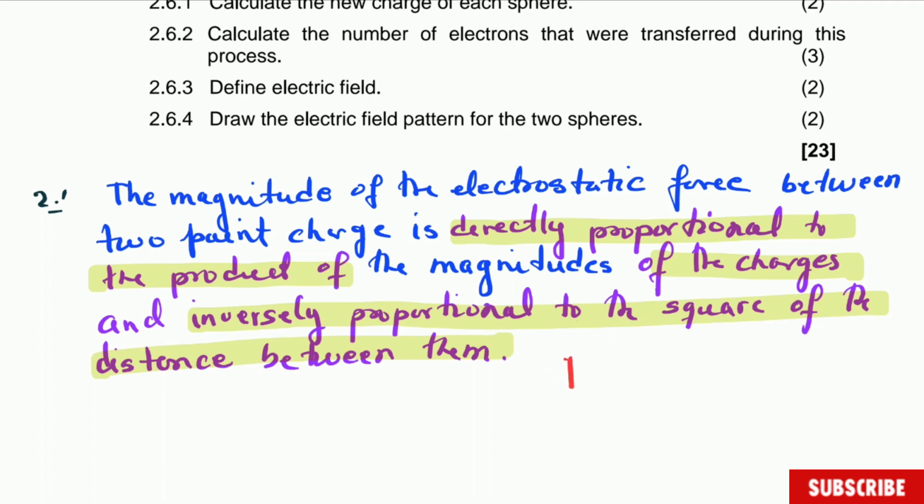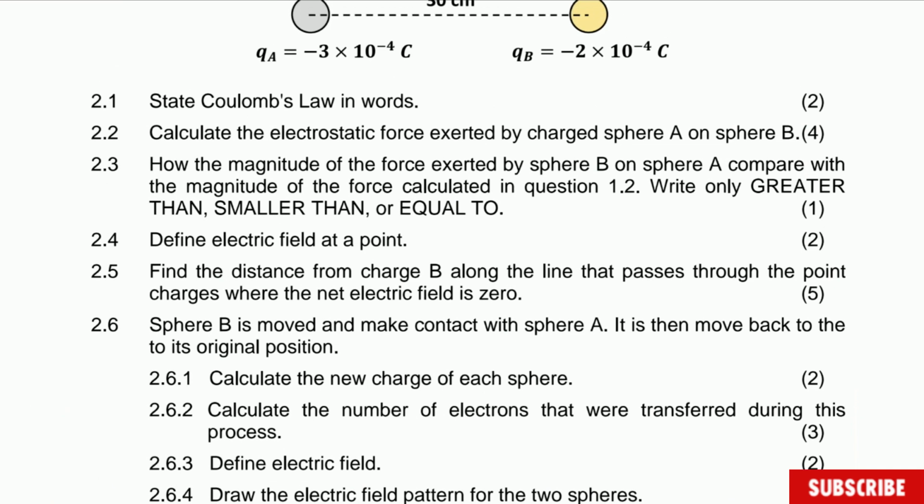This law in symbols is going to be written like this. Force is directly proportional to the product of the charges that are interacting and inversely proportional to the square of the distance. This is not the formula, this is the law in symbols, okay? So that is question 2.1. It's quite simple, guys. Question 2.2: calculate the electrostatic force exerted by charge A on B.